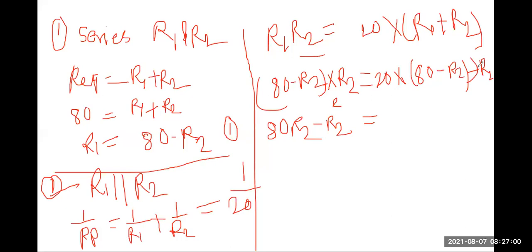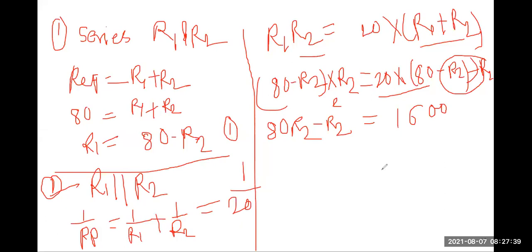So what will you get? Can you tell me? Anybody can tell me about it? When 20 into 80, you have to multiply by this, then directly you will get the answer. This minus R2 and this plus R2 will be cancelled. Then 20 into 80 will give 1600. Got it? Yes or no?